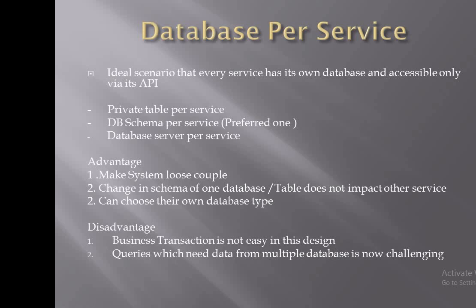So the first pattern is database per service. The ideal scenario is that every service has its own database, accessible only via its API. Why is it required? Many people ask what the need is of using a separate database per service. Why can't we use a common database like in a monolith application?